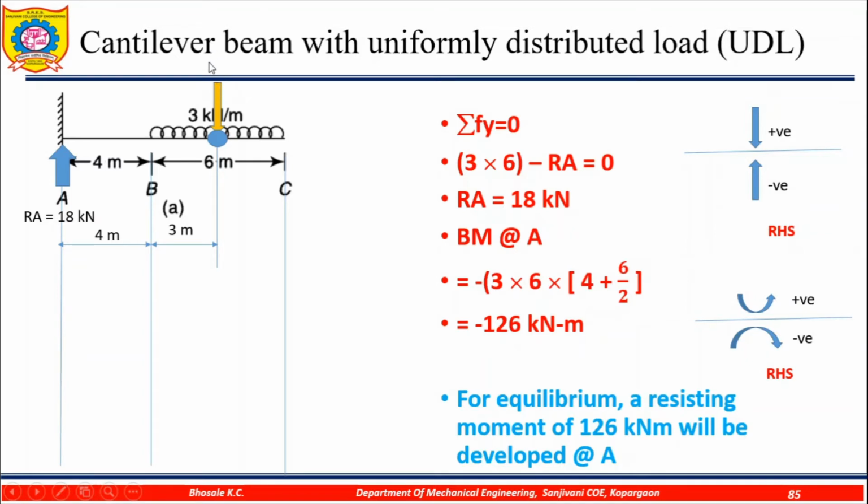This UDL is trying to rotate the beam in the clockwise direction. So a resisting moment should be developed about the fixed point, in the direction opposite to the previous one. This is the resisting moment developed, which will oppose the bending of the beam.